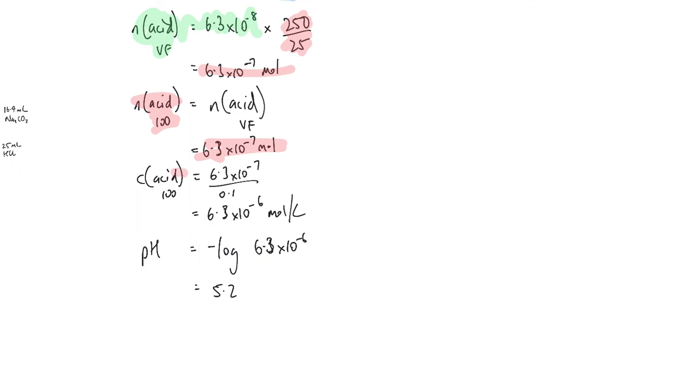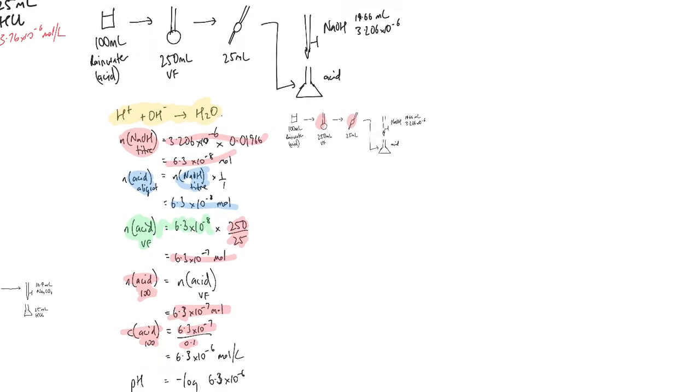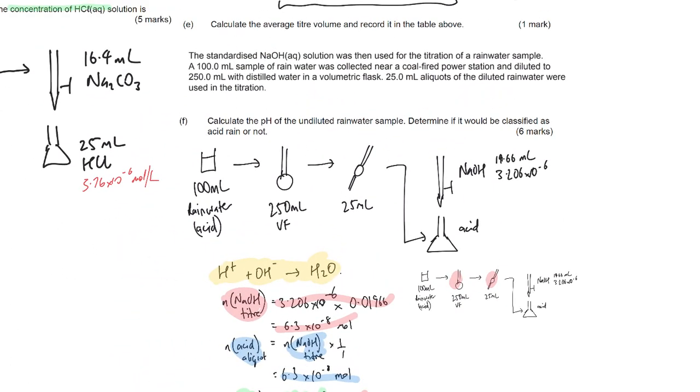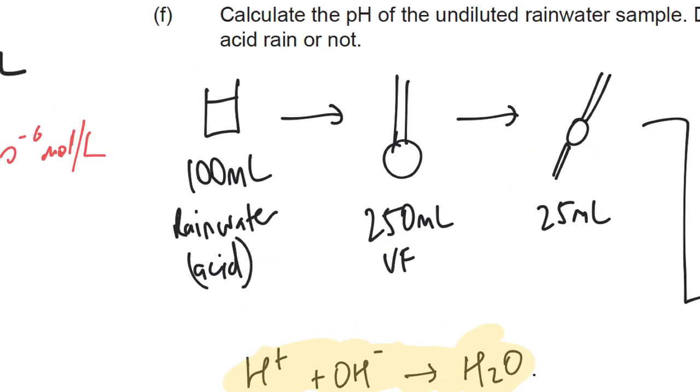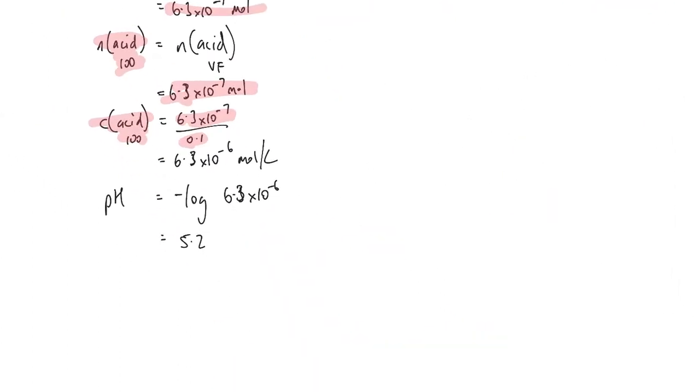And then we can work out the concentration because we have the number of moles and the volume. Where did the volume come from? 0.1 L, 100 ml, the rainwater. So then I have that concentration there. Then I just do pH as the negative log of that, because you don't need to do anything else with base hydrolysis or anything. So therefore, the pH is 5.2.